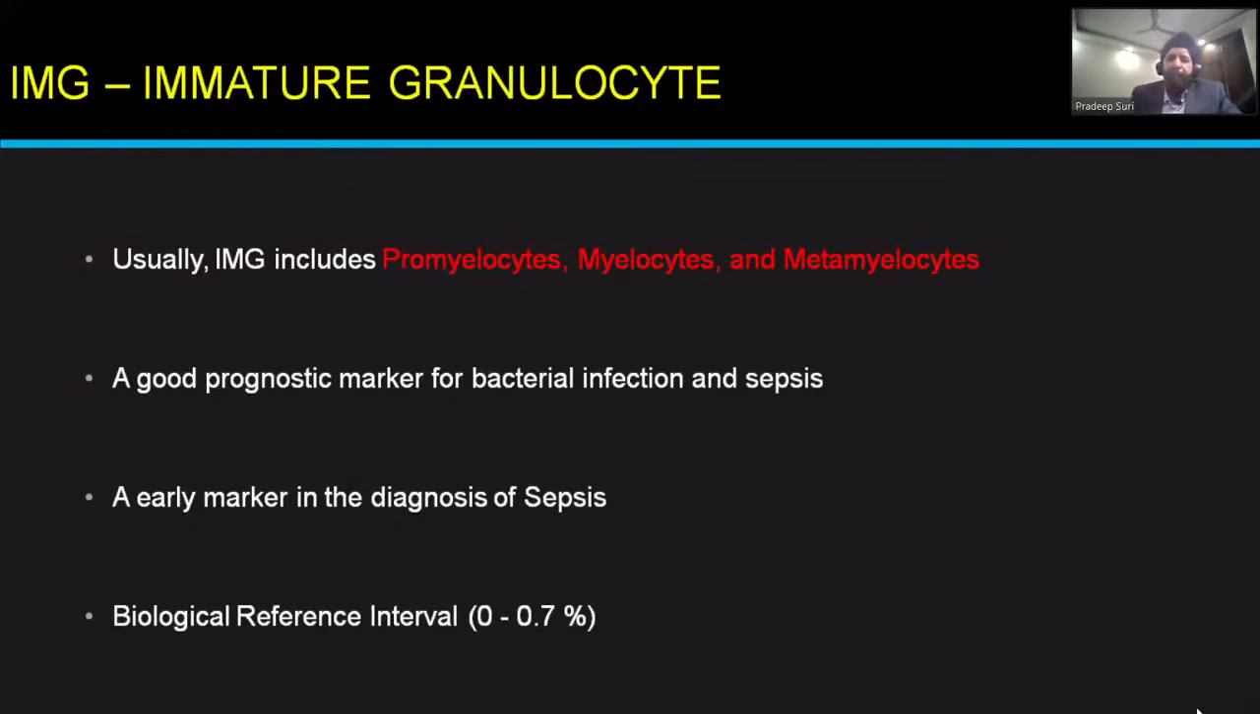So usually when we compute IMG, or the immature granulocytes, on a Sysmex analyzer, this includes promyelocytes, myelocytes, and metamyelocytes. However, blasts as well as the band forms are excluded from this count. This is a good prognostic marker to detect both bacterial infection as well as sepsis. It can be used as an early marker in the diagnosis of sepsis. And the biological reference interval that we have in our lab is 0 to 0.7%. It can vary slightly depending on the analyzer and the dye that you use.